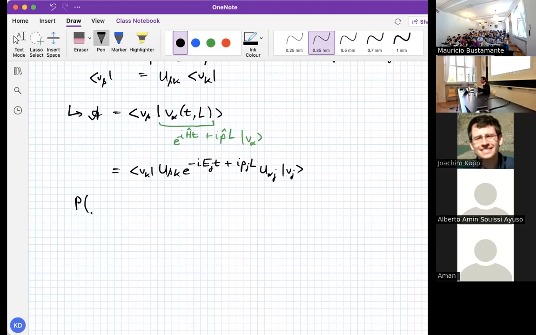Of course, amplitudes are not directly measurable. What we measure is probabilities. So the probability for a ν_α to convert into a ν_β is, well, just the amplitude squared.